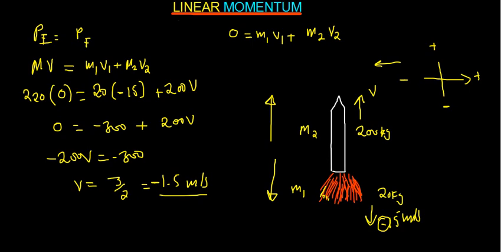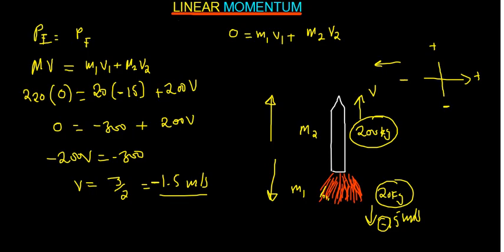So I was saying the 220 is a combination of the 200 kg and the 20 kg. Initially, this gas which was burning was in the rocket before it was released. So they were together like that initially. That's where the 220 came from.